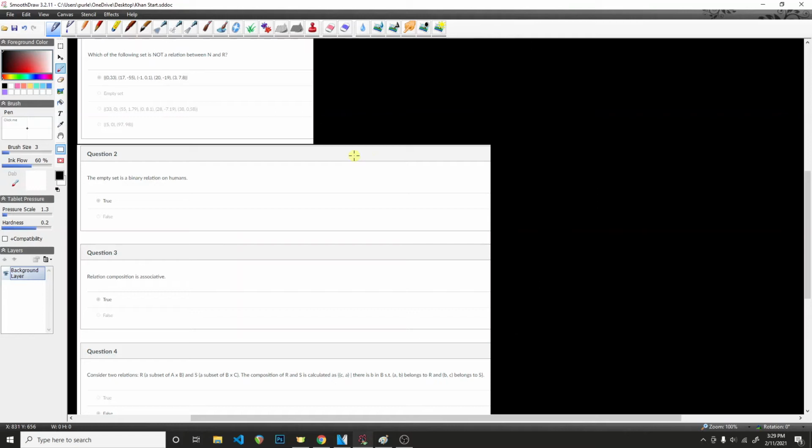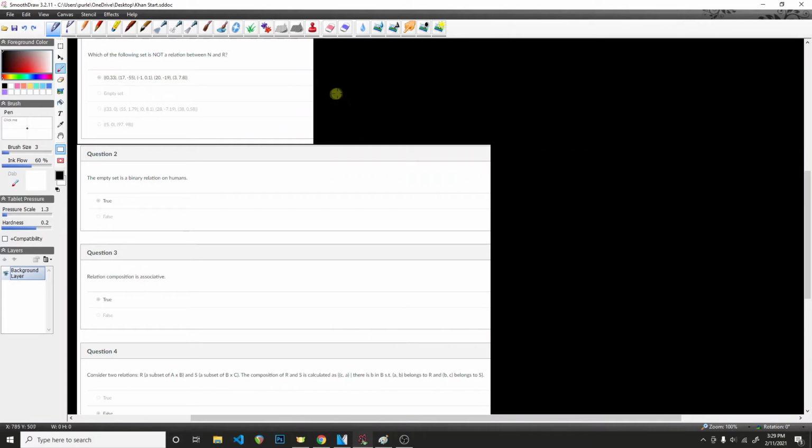Alright, I'm going to try to make this a quick video and not get too far into the details, but here we're going to start out. We're going to look at which of the following sets is not a relation between N and R, of course N being the natural numbers, R being the real numbers. It's a little bit hard to see if you zoom in. This is a 0.1. It's not like a 1.01 or anything like that.